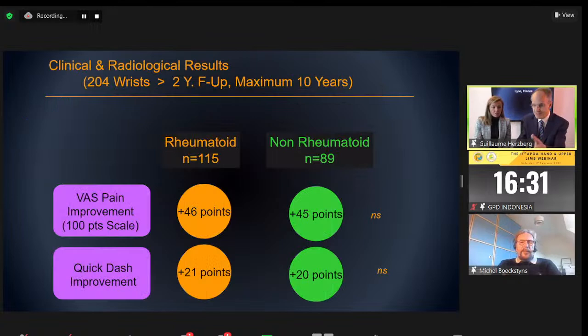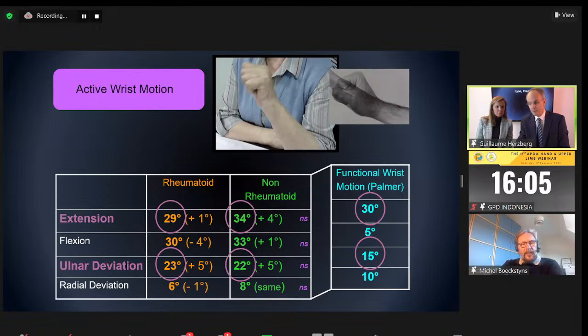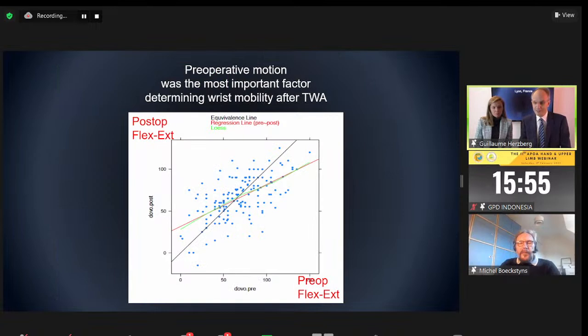Clinically, because the Remotion database was mainly clinical, we saw that the pain improvement was fantastic, that the QuickDASH as well, and that the grip strength was also improved, with a significantly higher grip strength in the rheumatoid compared to the non-rheumatoid group, which is interesting. Regarding motion, we were so happy to see that we got this 30-degree active extension to facilitate the fist. So it was great. But Michel, you warned us very early about that.